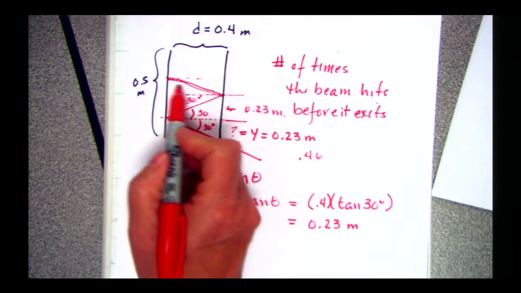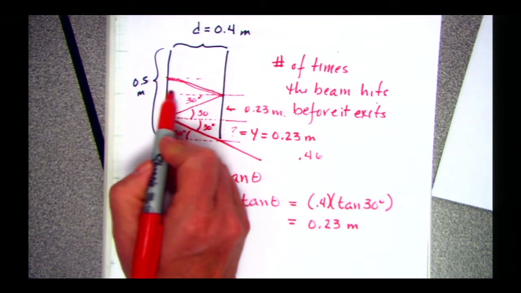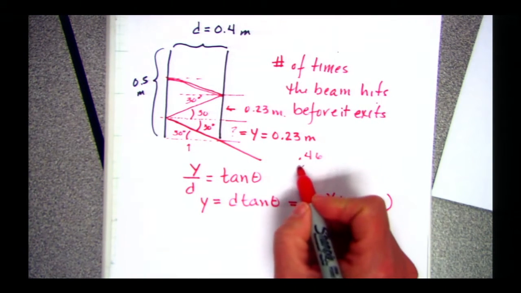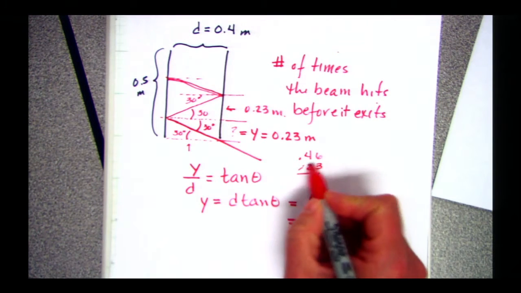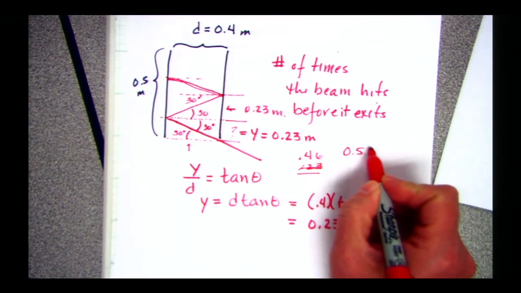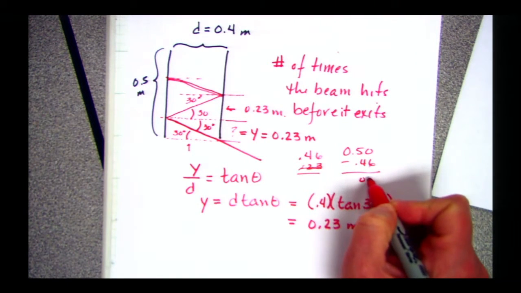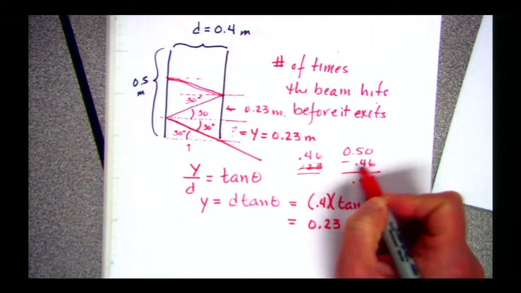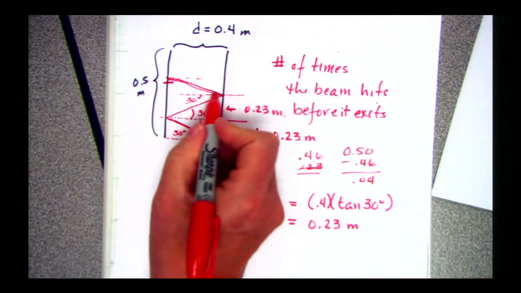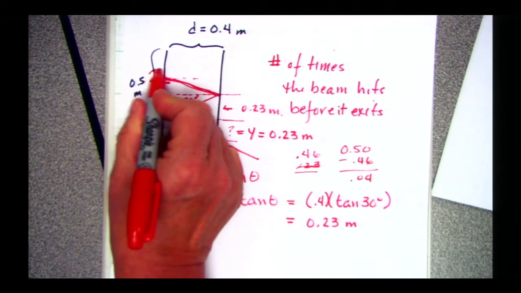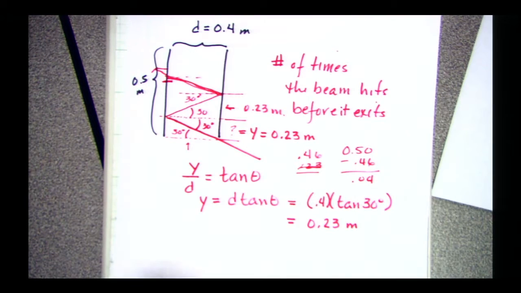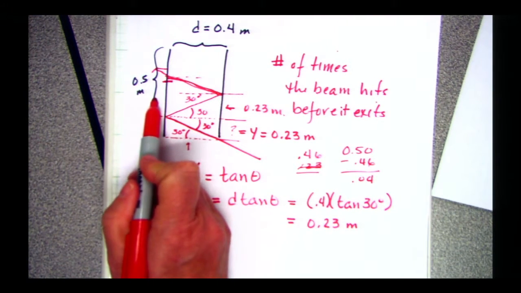So when this bounces over here, if this is only 0.5, right? And if I add another 0.23, or let's go ahead and do it 0.5 minus 0.46, means I'm going to be at 0.04. That means this one is going to bounce out and not hit another wall. And so it's going to hit 2 times before it bounces out. Remember, this isn't drawn to scale.